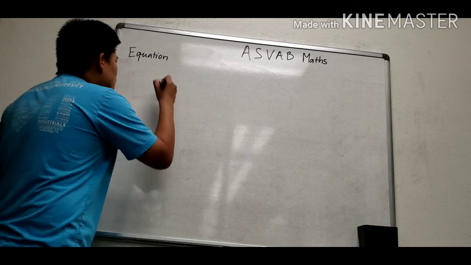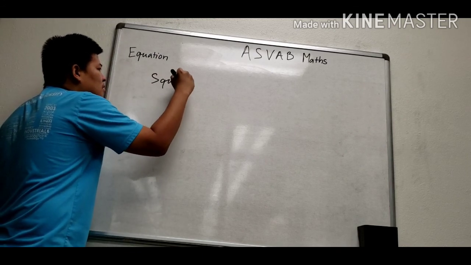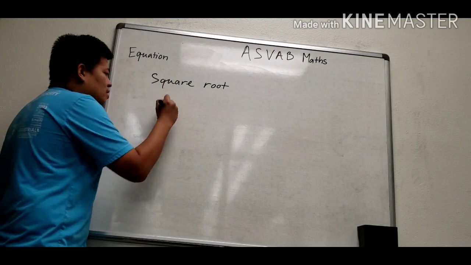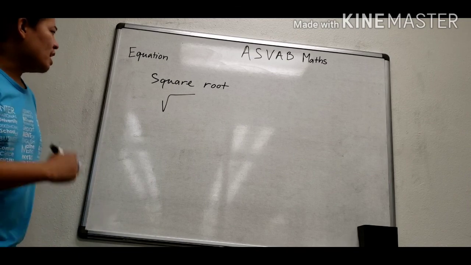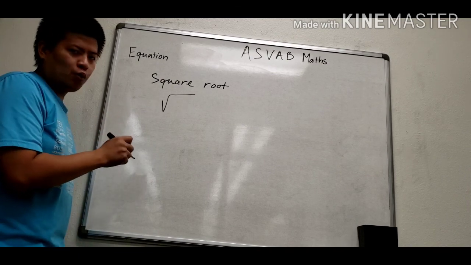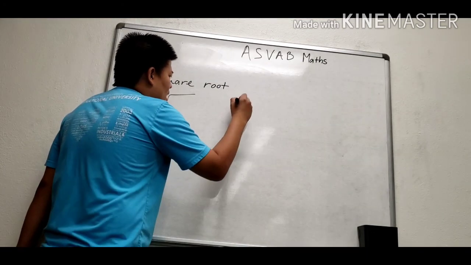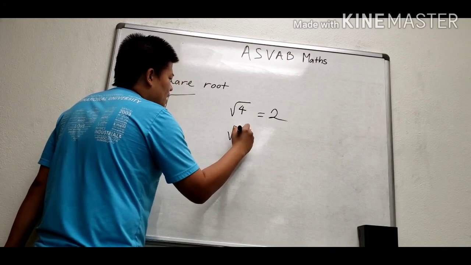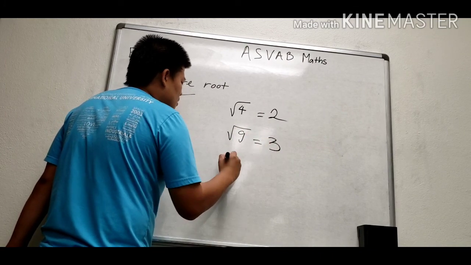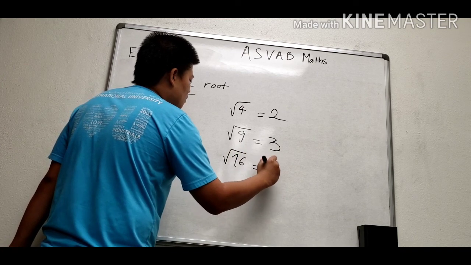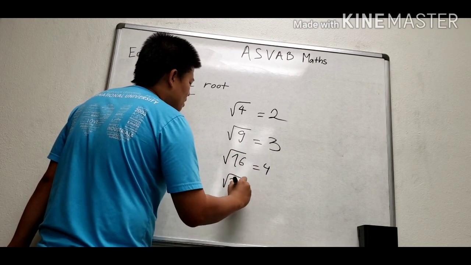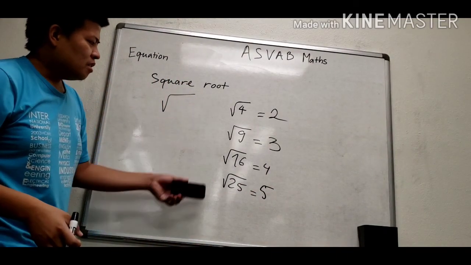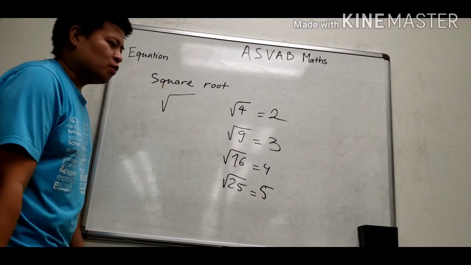Next one is the square root. The square root means this symbol, this sign. We learned it in high school, so we know that this sign is a square root. The square root of 4 is 2. The square root of 9 is 3. 16 is 4, and 25 is 5. These are the basic numbers we use in the square root.